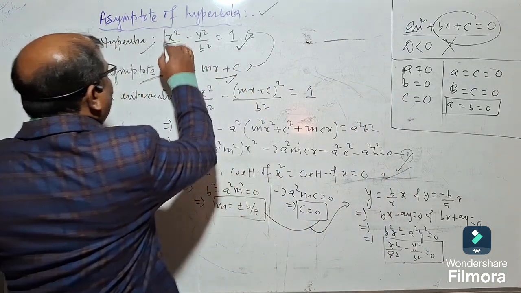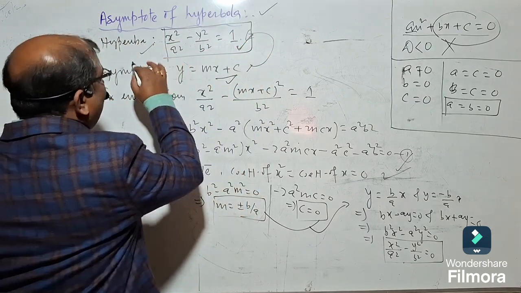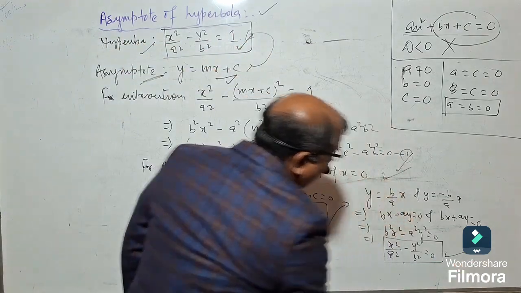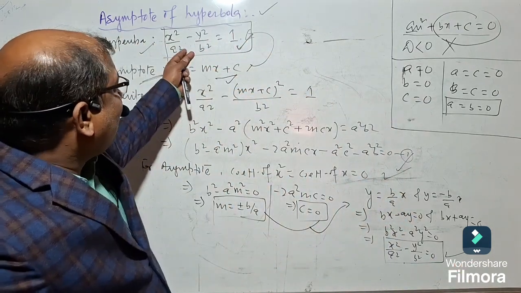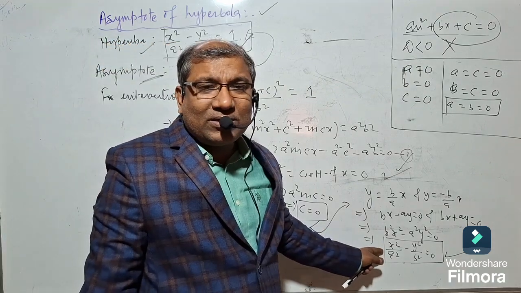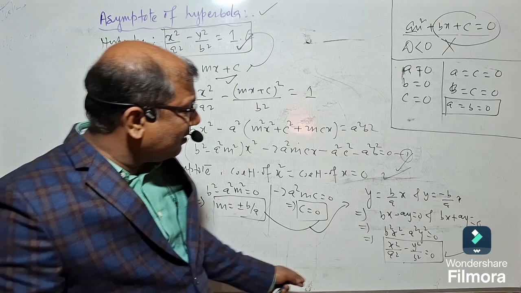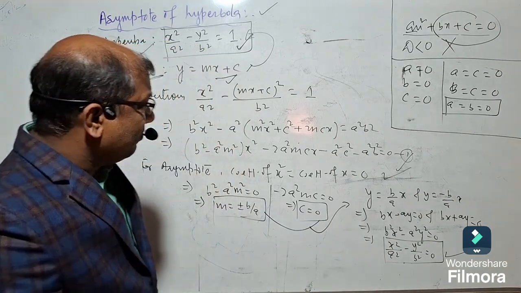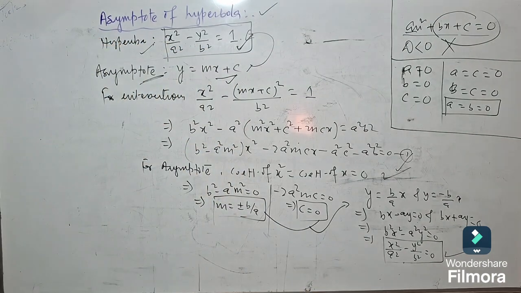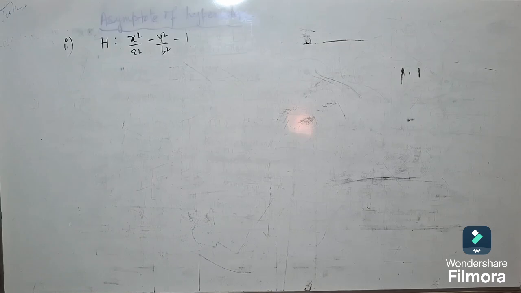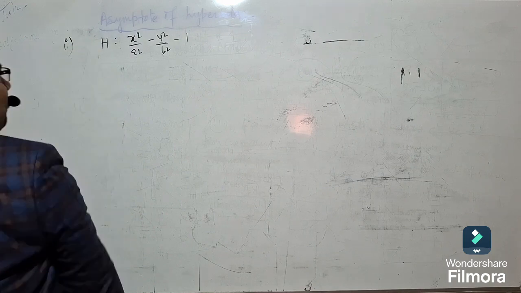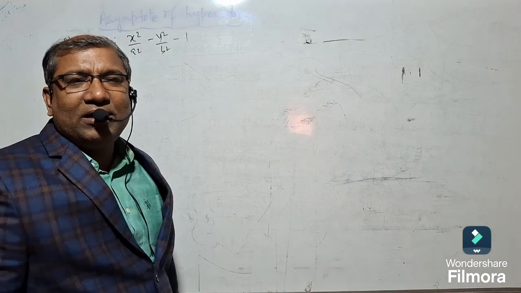So now you just compare the equation of hyperbola and its asymptote. So you can see that there is only a difference in the constant term in the equation of hyperbola and its asymptote. Now let us see the properties of asymptotes and hyperbola.